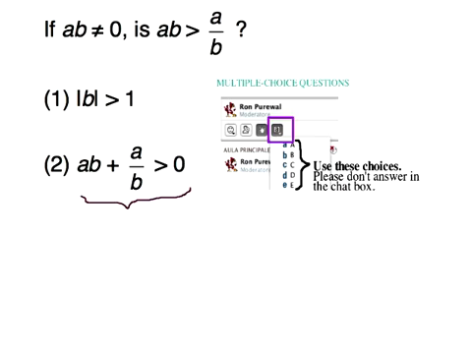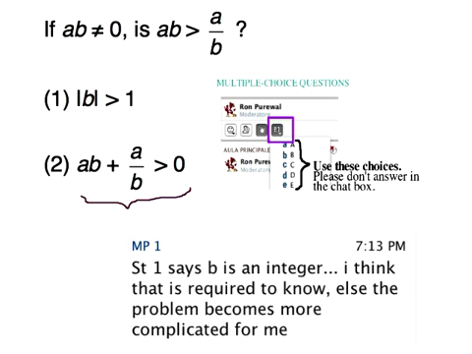You guys are looking at the right screen, right? Wait a minute. Somebody wrote this in the chat box. Are you guys all seeing the same problem on the screen? Statement 1 just says the absolute value of B is greater than 1. Is that what you see? Okay, so we're good there.